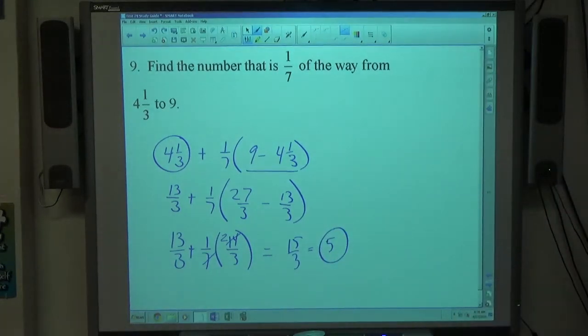No guarantees that it's going to come out nice and pretty on the test like that. But that's what this one is. Seems like not big enough to me. 27 minus 13, 14.